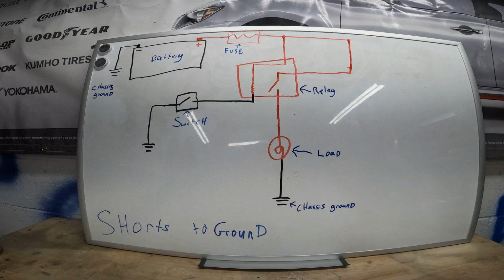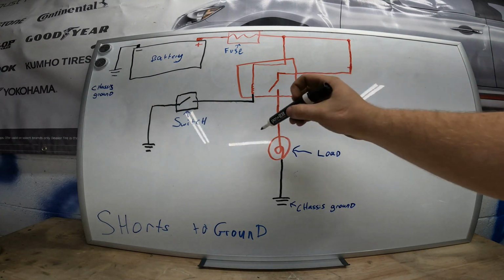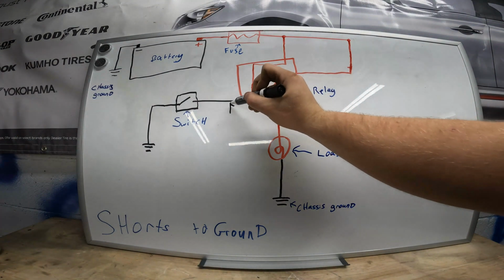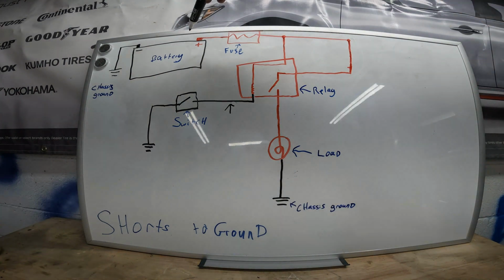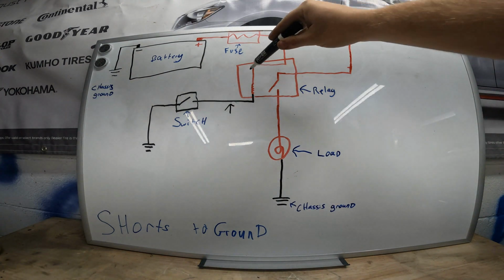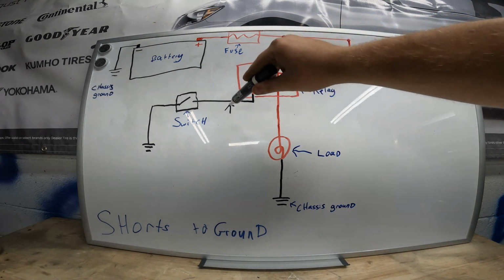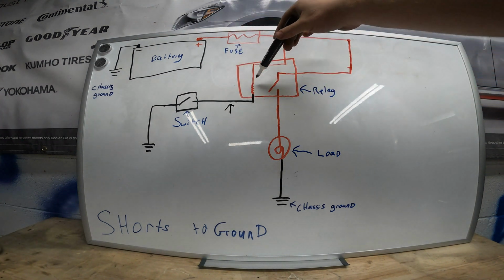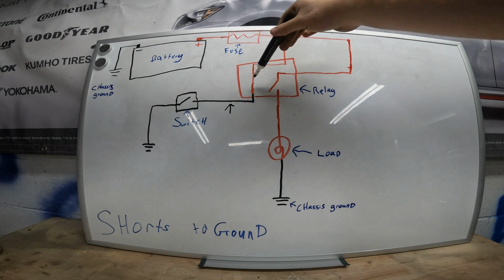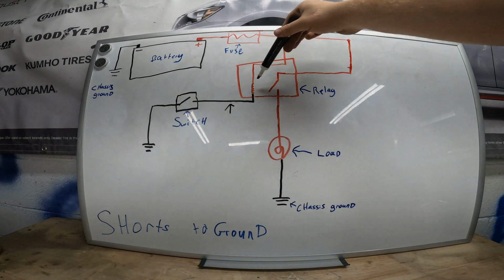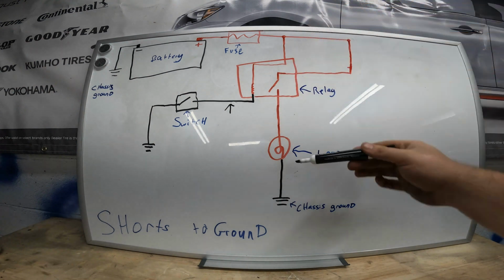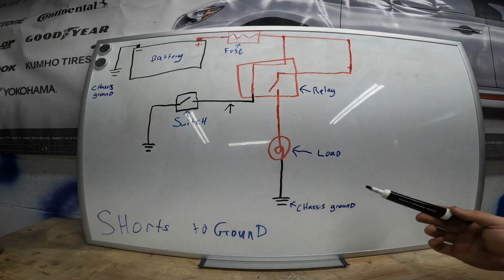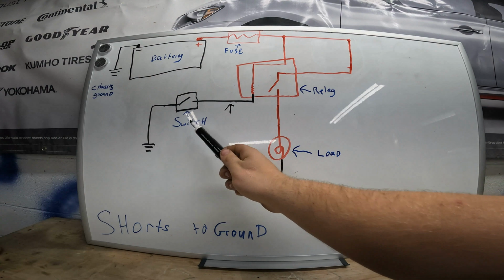Now say you have a short to ground here. That is going to let your power pass through. It's going to have a pathway to ground all of the time. Just command this relay, a magnet in this relay, which will close the switch, causing this load to be on all of the time, whether this switch is on or not.